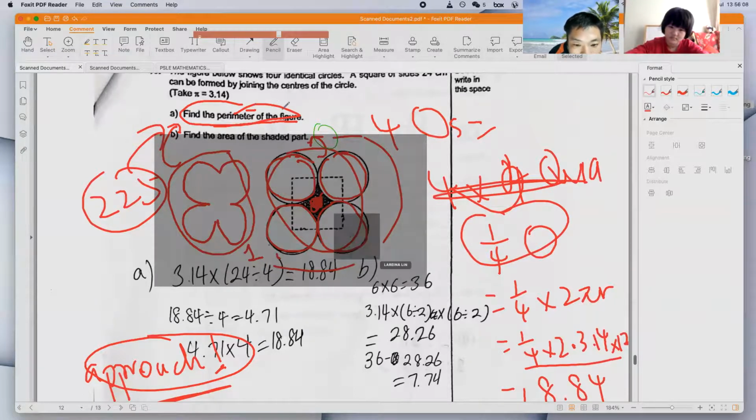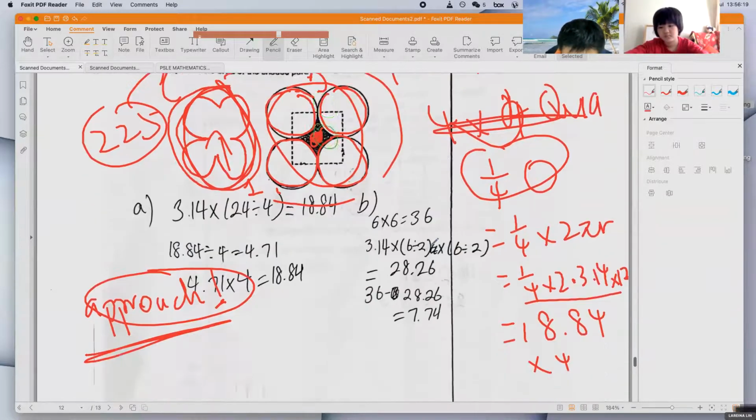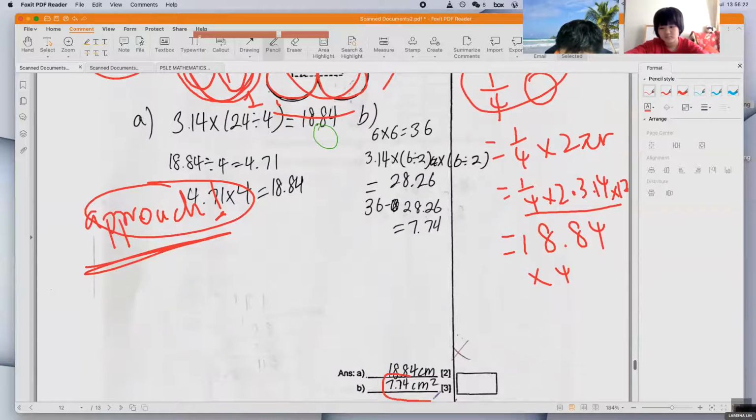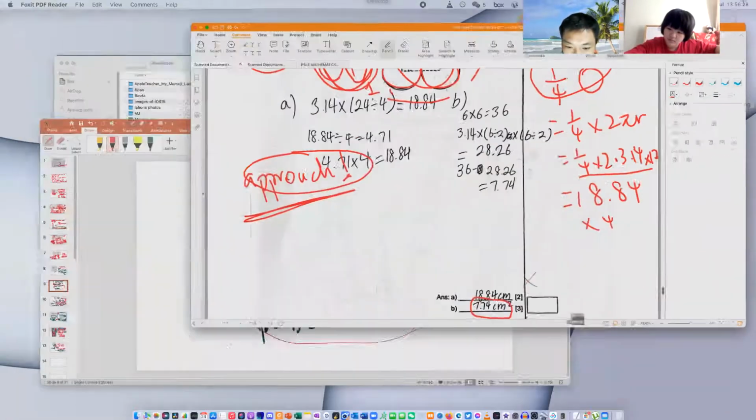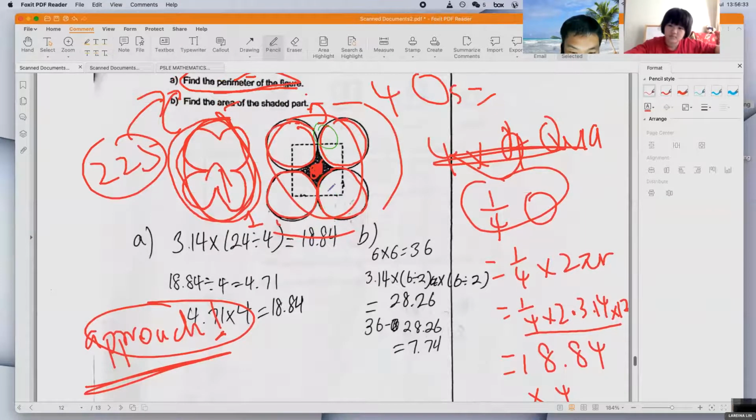So if the parameter of the figure refers to this one, then we give it this one. But for the area of the shaded part, I think it's pretty simple. But your part B is also wrong. Is your part B wrong or correct? Wrong. Look, part B is also wrong. So how to do part B? I think I know. Part B is very simple. Just take a square minus, done. So square minus the 4 quadrants.